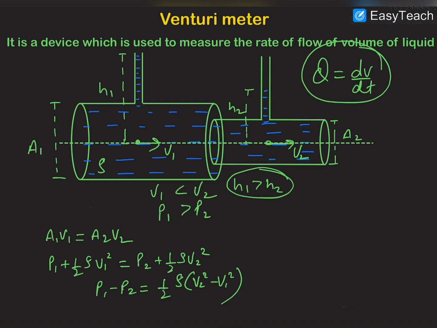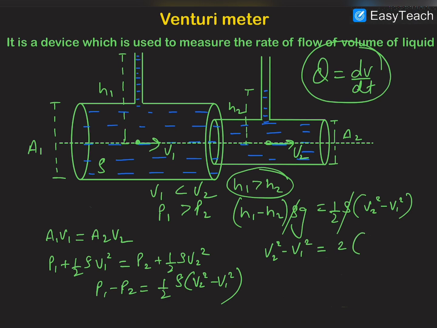And P1 minus P2 will be H1 minus H2 times rho g, and that is equal to half rho times V2 square minus V1 square. Cancelling rho with rho, V2 square minus V1 square will be equal to 2 into H1 minus H2 times g, and let us suppose that H1 minus H2 is H. So V2 square minus V1 square will be equal to 2gH. Now the value of V2 can be substituted from the continuity equation.